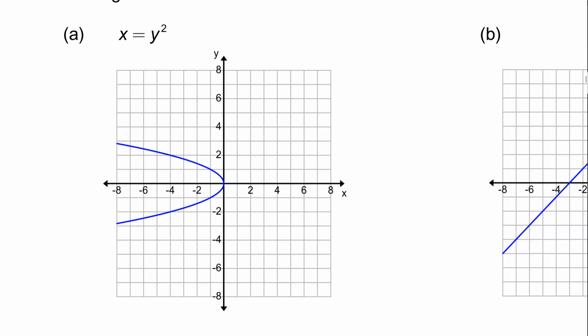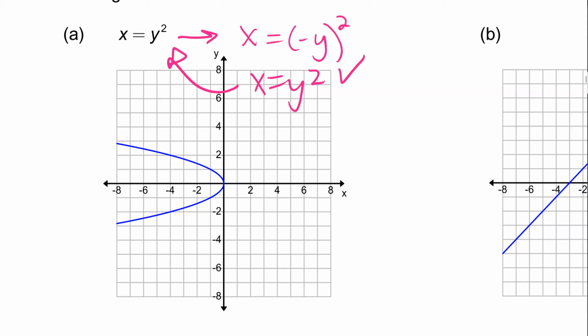If it's symmetric with the x-axis, substitute negative y in for y. So I'm testing if it's symmetric with respect to x, so I plug in negative y for y. Simplify, I get the same thing that I started with. That's how I know it's symmetric with the x-axis.